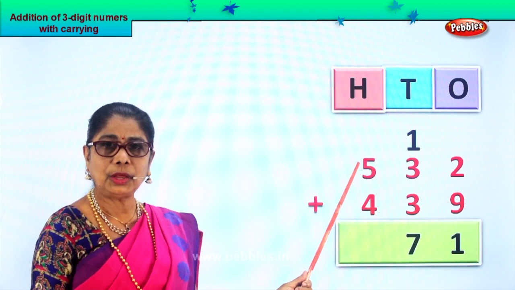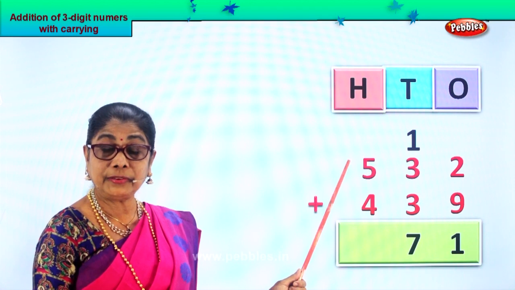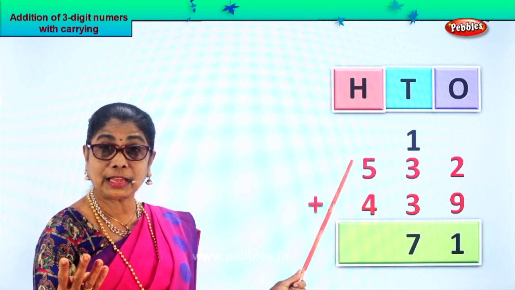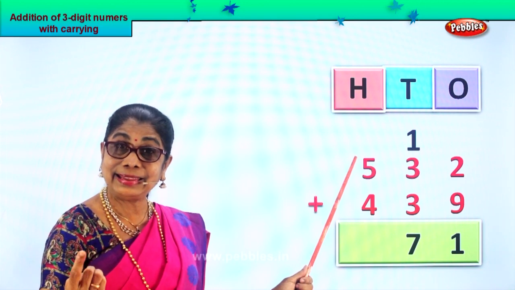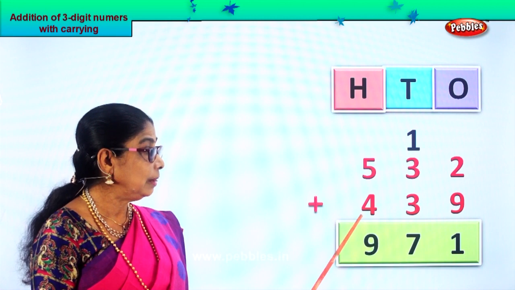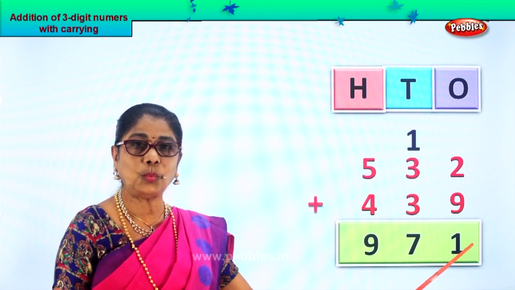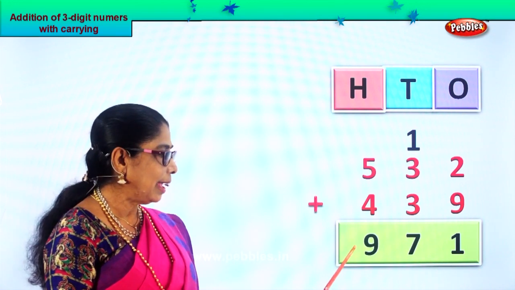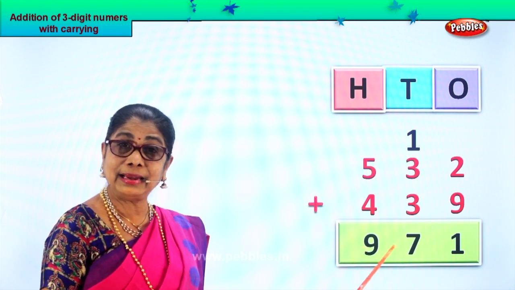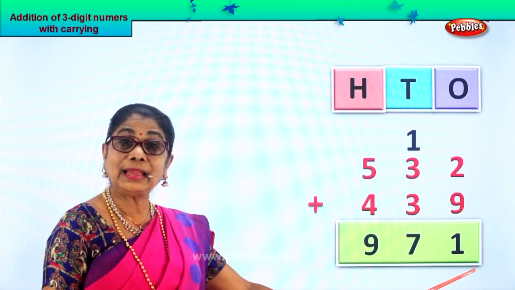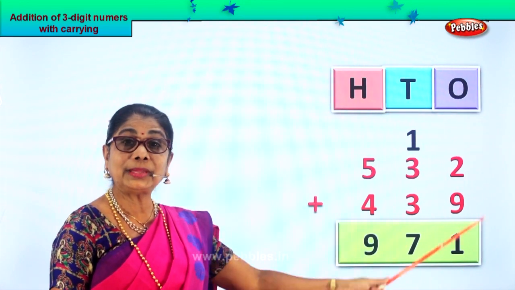Let's go to the 100s. We have 5 plus 4. 500 plus 400. 5 in the mind, take 4 on your fingers. After 5: 6, 7, 8, 900. 500 plus 400 make 900. So we get 971. How do we read this number? 971. Your answer is 971. What did you do? Addition of three-digit numbers with carryover.